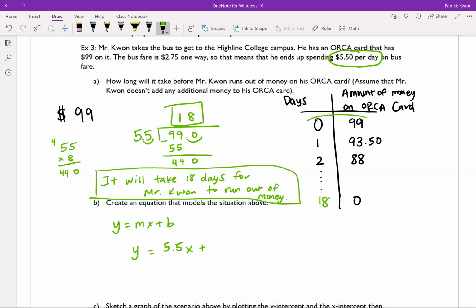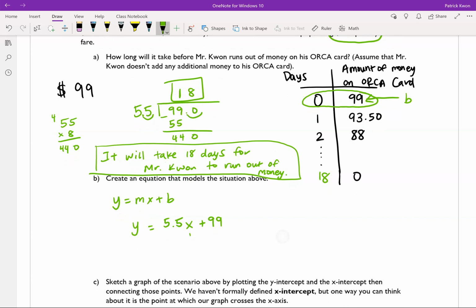Remember, here we made this table, and so our y-intercept is (0, 99). So that means that this value here is our b value. So I'm going to add 99. Let's just do a check really quick to make sure that this equation makes sense. It should be the case that, because remember this is my input and this is my output, if I plugged in something from this table up here, it should give me the correct value. So let's try plugging in 2 and seeing if that works.